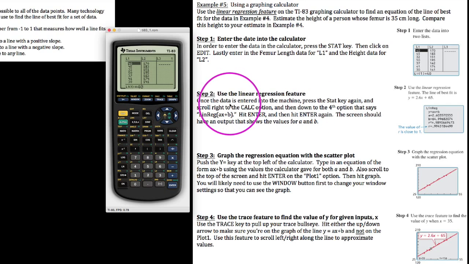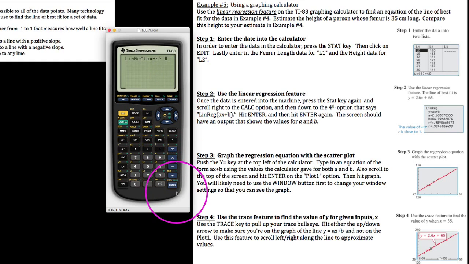So essentially, once that data is entered, press the Stat key again and scroll right to the Calc option and then down to the fourth option that says Lin Regression. You notice this doesn't say mx plus b, but ax plus b. They're using a in place of m. So again, if I click on Stat, notice that there's this Calc menu here. Once you have all your data in, you go to Calc, and this is the linear regression that we want. We want to find the line of best fit.